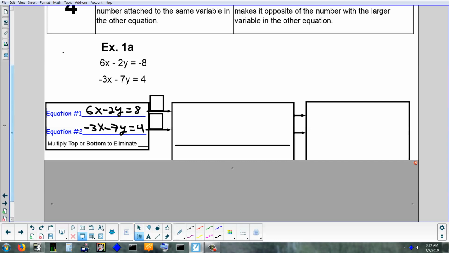All right. So which equation am I going to multiply by here? Top, or am I going to multiply the bottom?